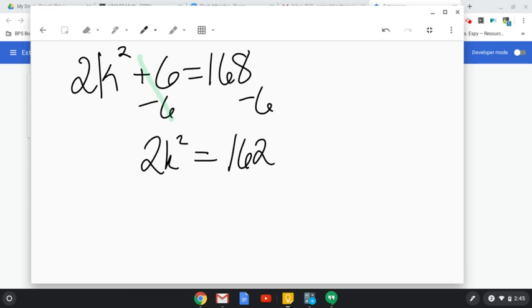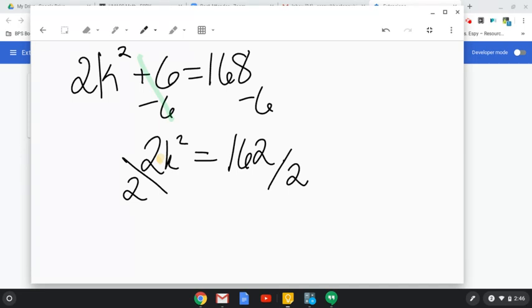And then some of you at this point were trying to take the square root of both sides. You cannot do that until the variable squared is all by itself. So before you can take the square root of both sides, you need to undo what is happening between the 2 and the k. There is multiplication happening there. So you need to break off that 2 from the variable before you can take the square root. So break off the 2 by doing division by 2 on both sides.